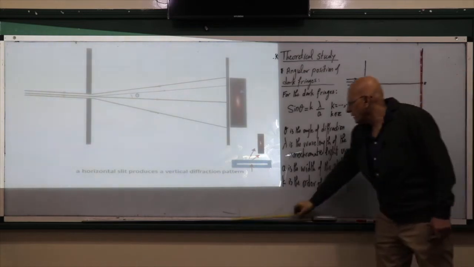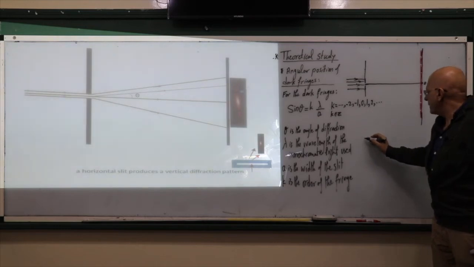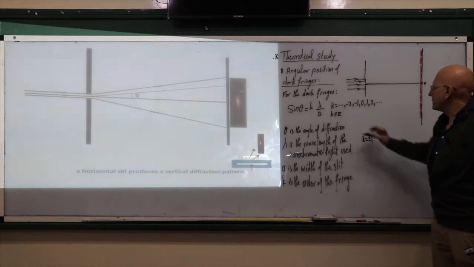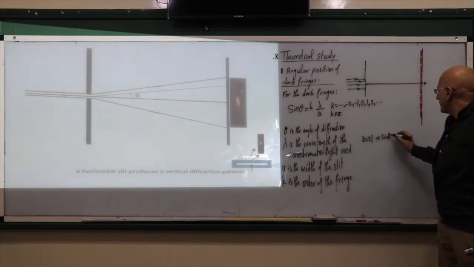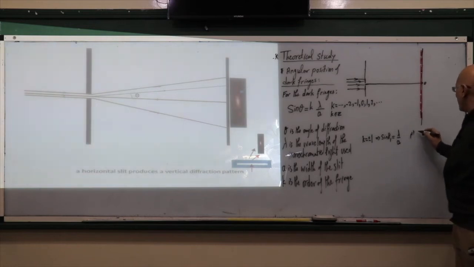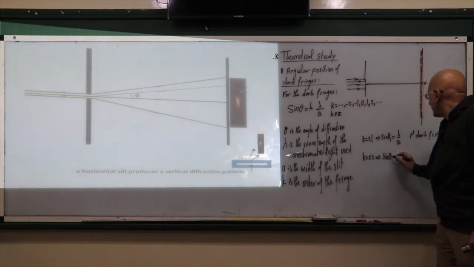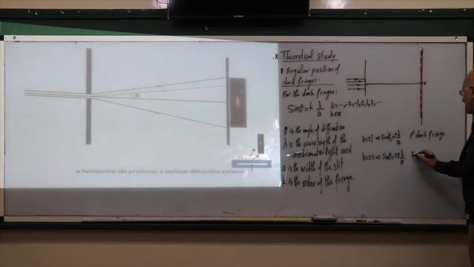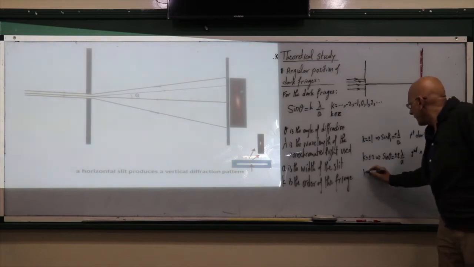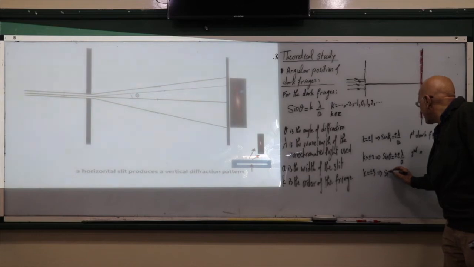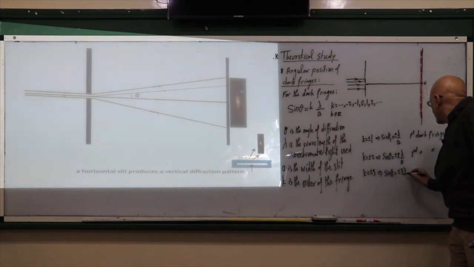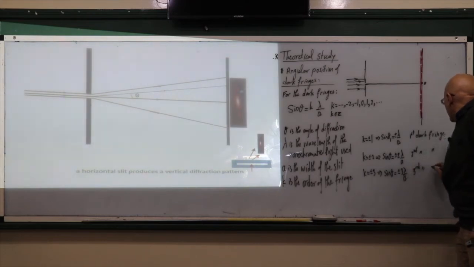Let's take some positions. If K equals 1 or plus 1, you get sine theta 1 equal lambda over A. This is the first dark fringe. Okay? If K equals plus or minus 2, you get sine theta 2 equal plus or minus 2 lambda over A. This is the second dark fringe. If you take K equal plus or minus 3, this implies sine theta is equal plus or minus 3 lambda over A, which is the third dark fringe, and so on.